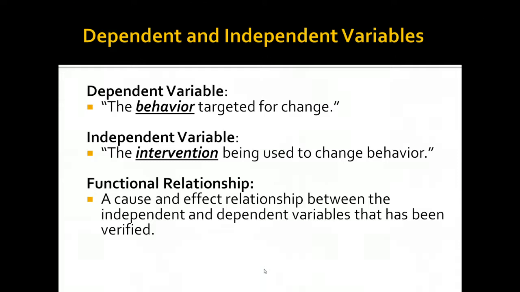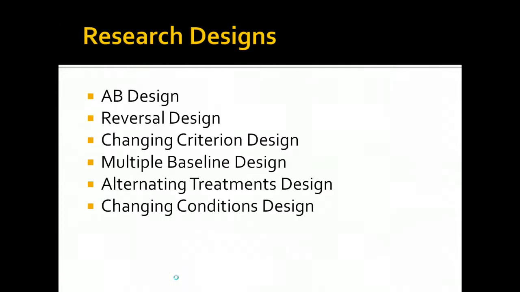The only way that we can ask those questions and answer them validly is to have some kind of data collected in a systematic and intentional way, and we interpret it with some kind of accuracy and objectivity. All right, so we're going to talk about these very basic research designs: the A/B design, reversal, changing criterion, multiple baseline design, and then these other two.